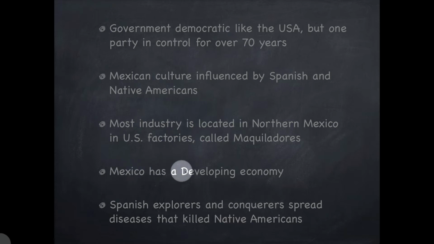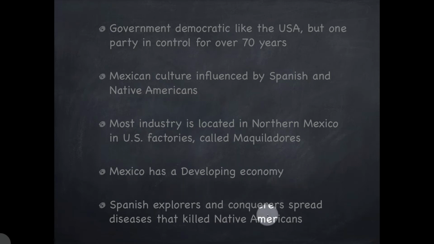The country of Mexico has a developing economy. Their economy is not as strong as the United States. There's not as much wealth in Mexico. There's much more poverty, which is why so many people from Mexico look to come to the United States to try to find better opportunities for themselves.